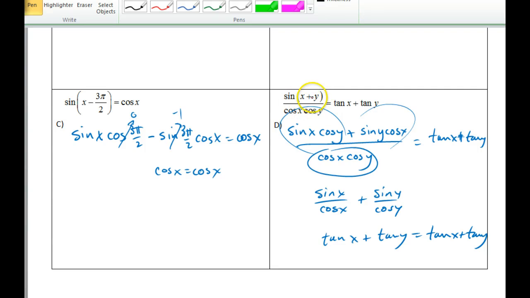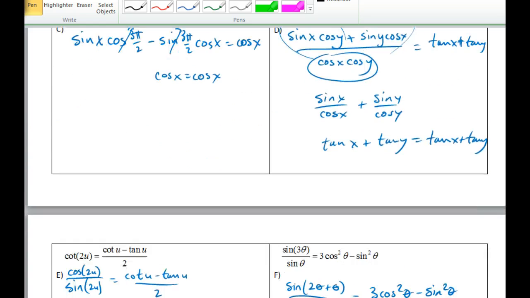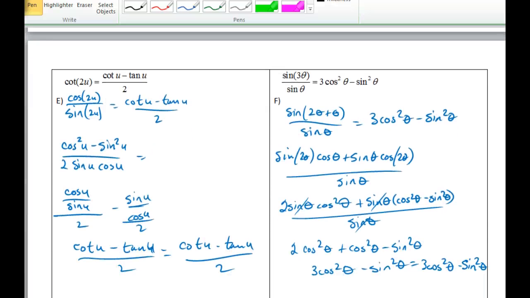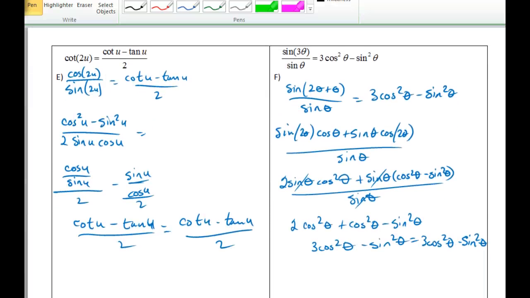This one, sine of x plus y, ooh, that looks like, add them up, split it up. And then you can do the rabbit method to split this up, and it should work out. I know I'm going through these quickly, but you can also ask me in class.